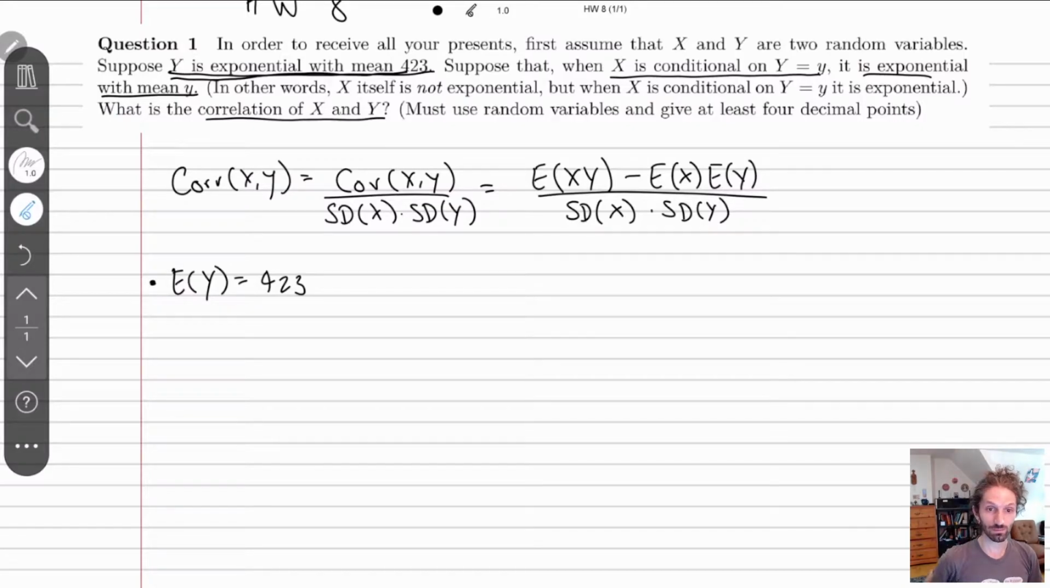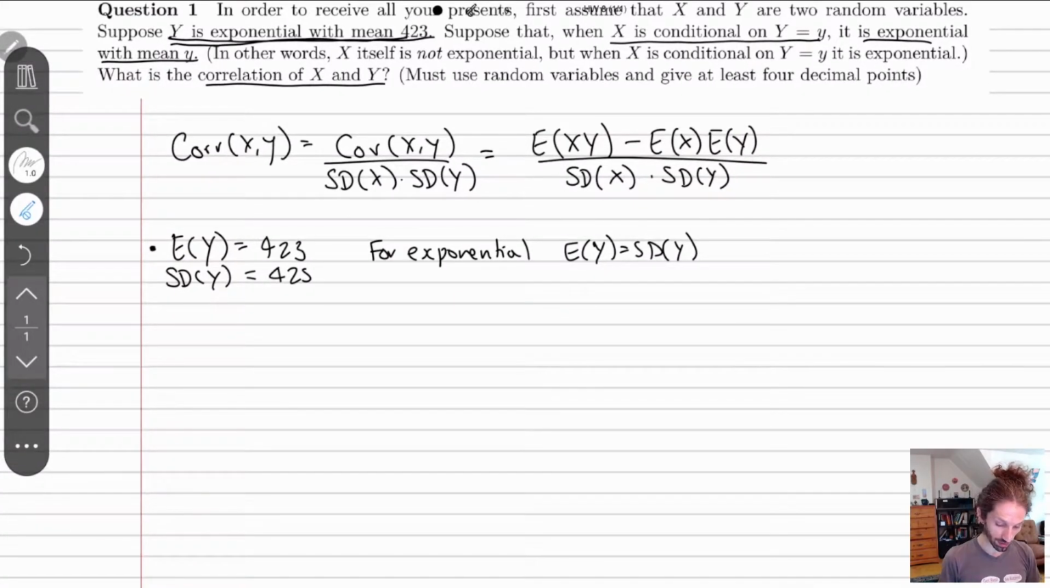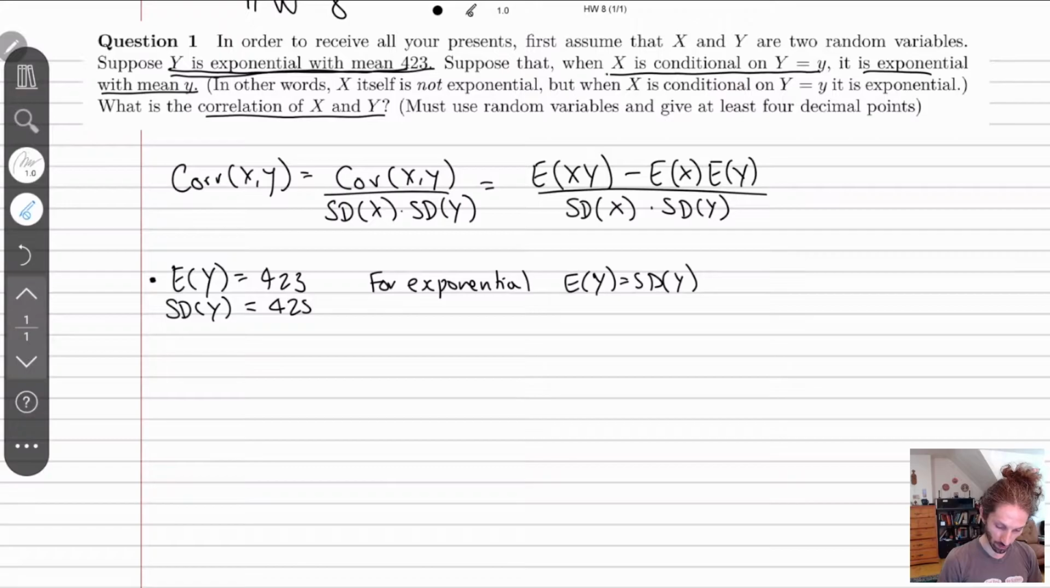So that's easy. And since it's exponential, we also know that the standard deviation of y is 423. So remember for exponential, the expected value is equal to the standard deviation. All right, so nice and easy. And then we're also told that when x is conditional on y, it's exponential with mean y. So in other words, the expected value of x conditioned on y equals y is equal to y. So this is also telling me, by the same reasoning as above, that the standard deviation is also equal to y.